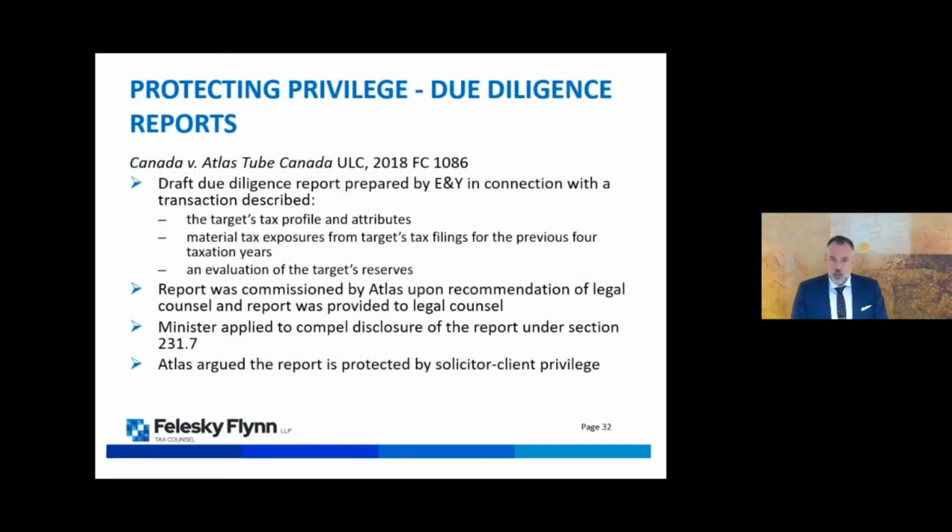There's a recent decision, another recent decision from the federal court, Atlas Tube. And it's worth being very aware of right now. It surrounded a due diligence report, a tax due diligence report that was prepared by an accounting firm in connection with the transaction. The tax due diligence report described the target's tax profile and attributes, it described some material tax exposures from previous filings, and it included an evaluation of the target's reserves.